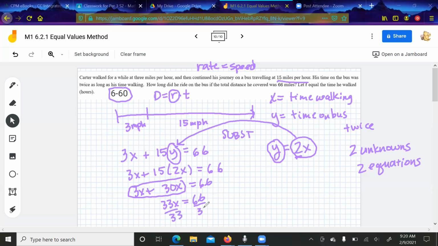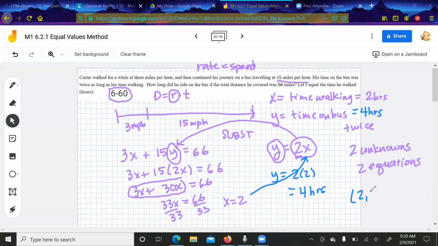We divide by 33, so x equals 2. So that means he spent 2 hours walking. Okay, let's see how much time he spent on the bus. Well, for the bus, we are going to plug in 2 here. We found x to be 2, so y equals 2 times 2. That equals 4 hours, and it's twice as long as the first one. So we could write this as a word problem: he spent 2 hours walking and 4 hours on the bus, right?